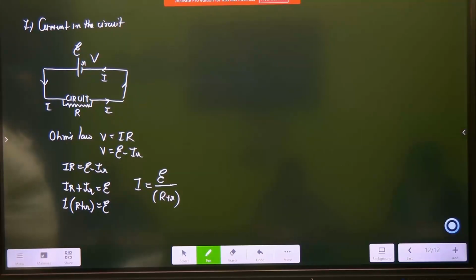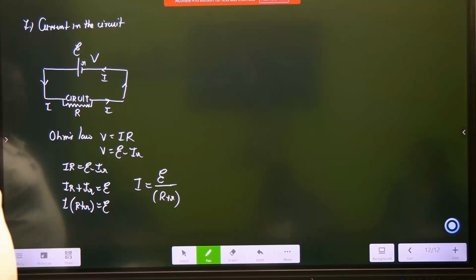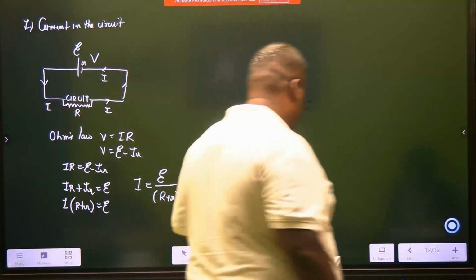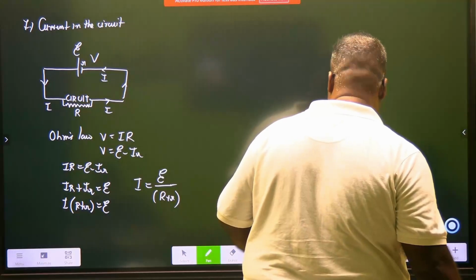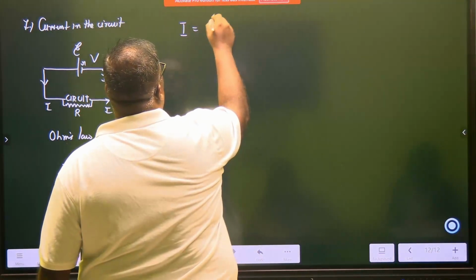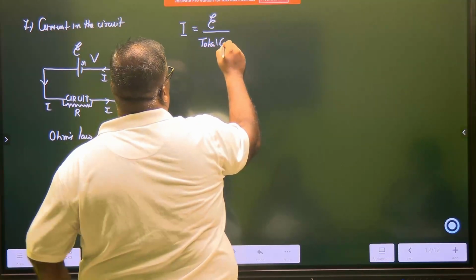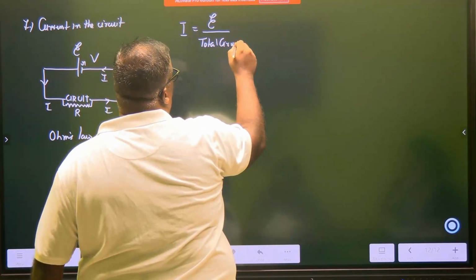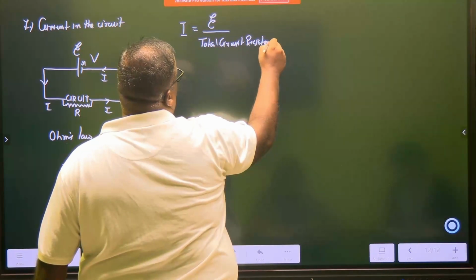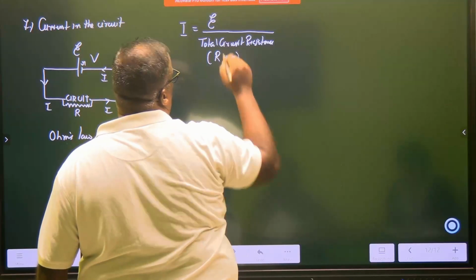But in daily life, how will we calculate? We will not use this. We will use V by I equal to R. So we say I is equal to EMF divided by total circuit resistance. And how much is the total circuit resistance? This is always R plus r.